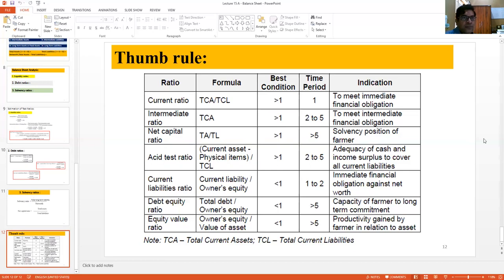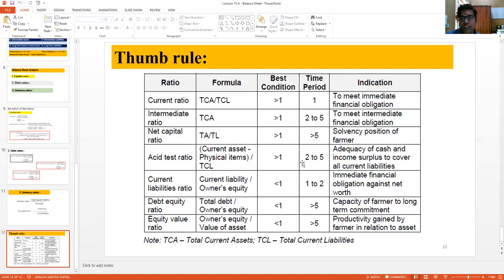Just like in chemistry labs, when we dissolve something, if it gets completely solubilized in water, it means a solvent. Like that, the farmer is in a position to dissolve all the loans. Net capital ratio, more than one. For more than 5 years, the farmer is in a position to dissolve any type of loan, right? Then we have asset test ratio. You see now, current asset minus physical items upon total current liability.